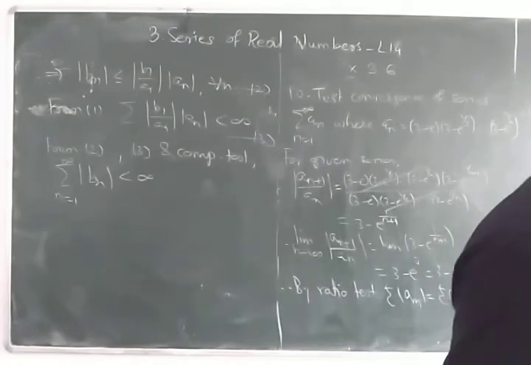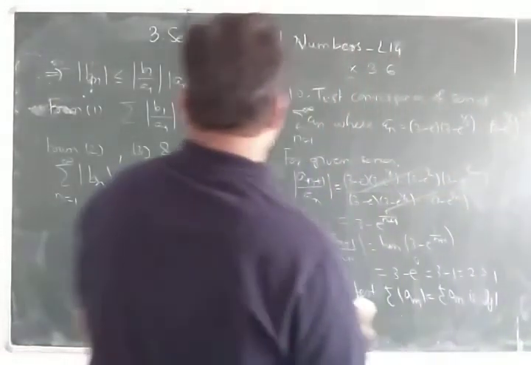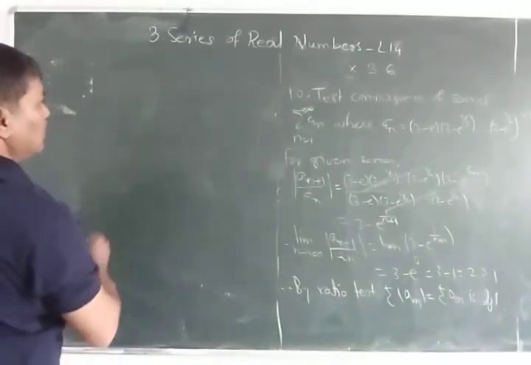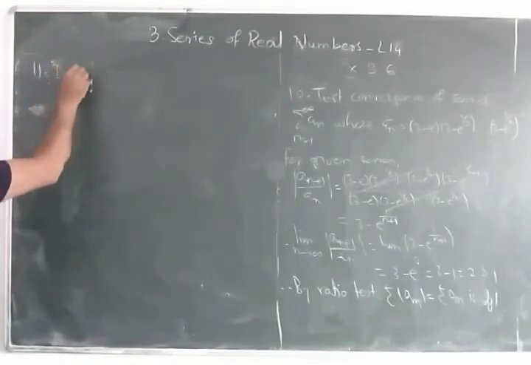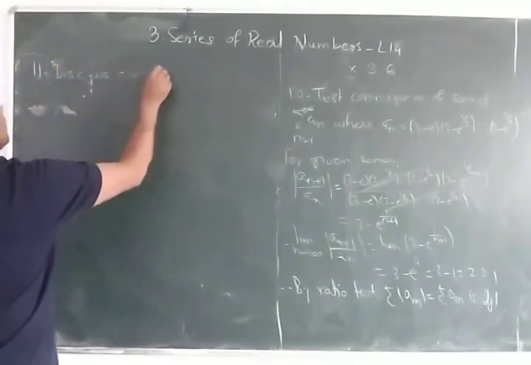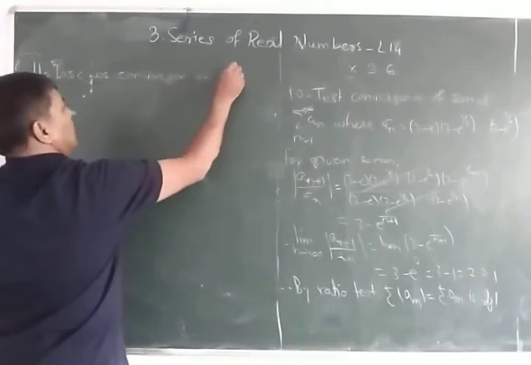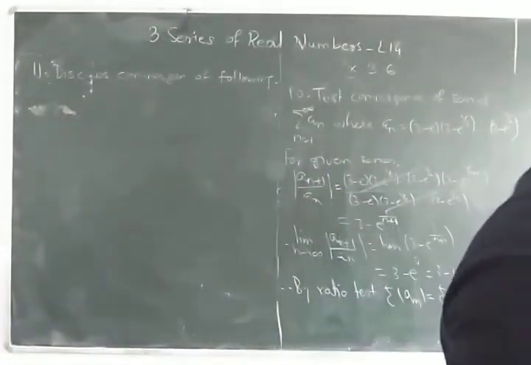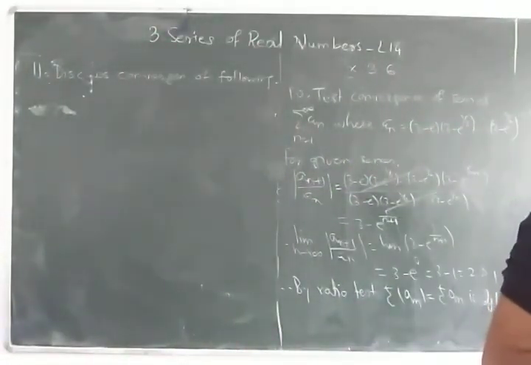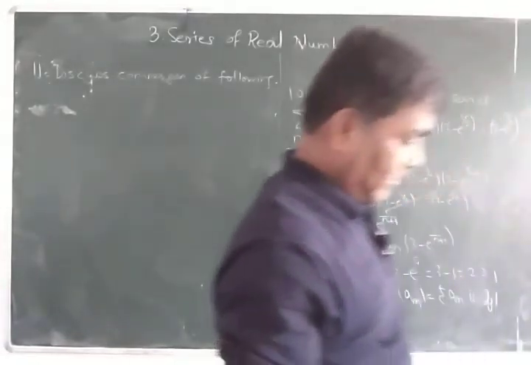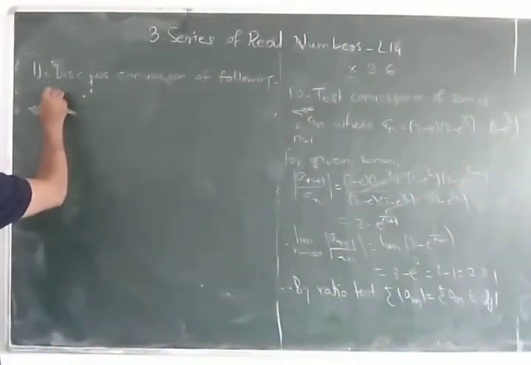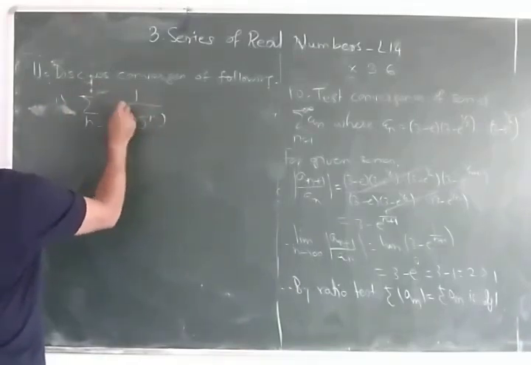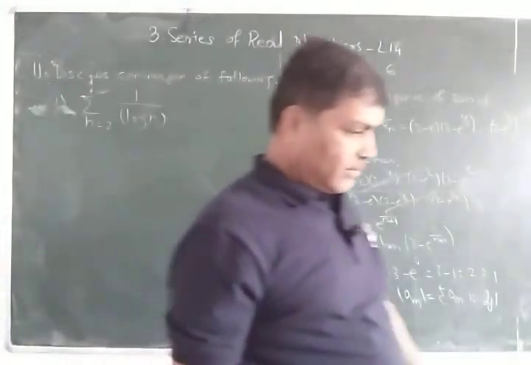Discuss the convergence of the following series. So in that, summation of n equal to 2 to infinity, one upon log n raised to n.